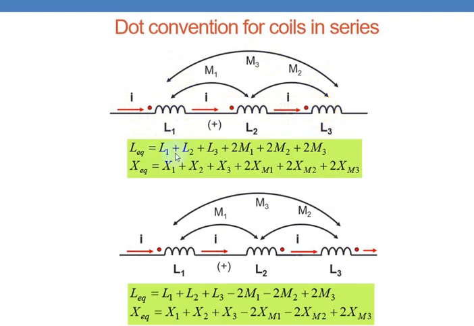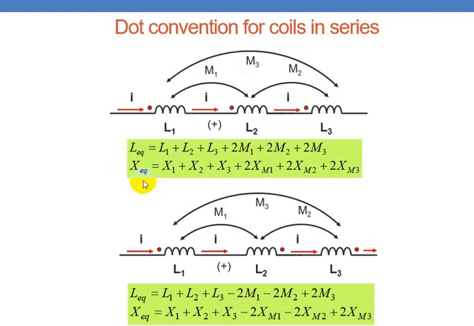So therefore L equivalent will be equal to L1 plus L2 plus L3, plus, since M1 is the mutual inductance between these two coils and in both cases current is entering into the dotted terminal, you have to put plus 2M1. Similarly, for the second coil and third coil also, the current is entering into the dotted terminal. So therefore you write 2M2. Then between 3 and 1 also the current is entering into the dotted terminal, so you write 2M3. This is the equation for equivalent inductance.